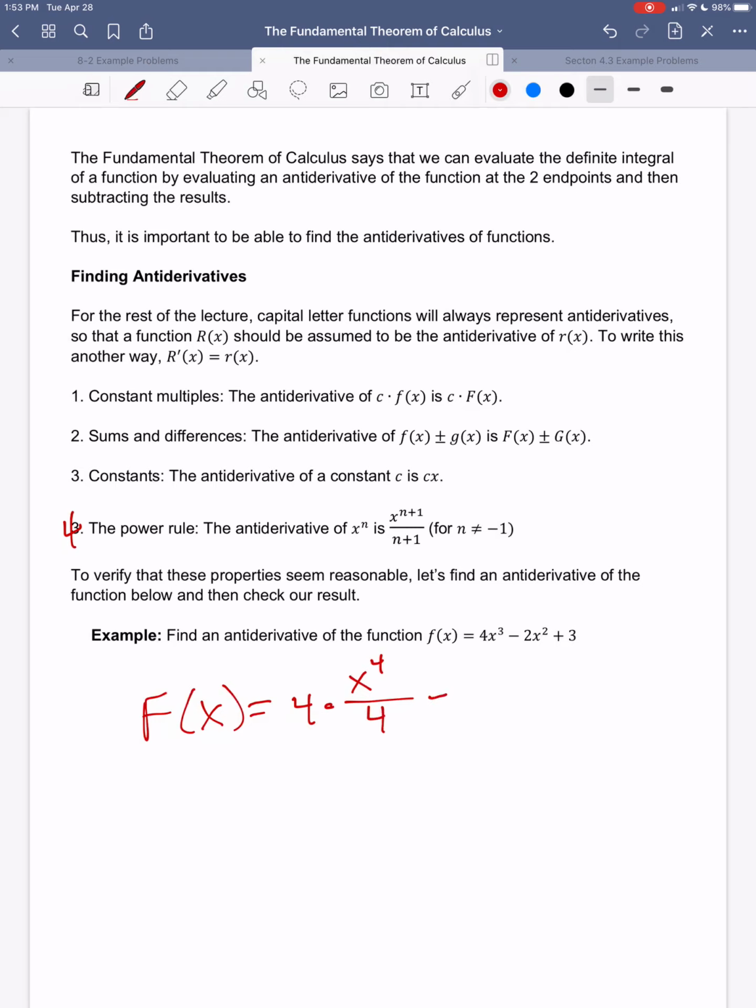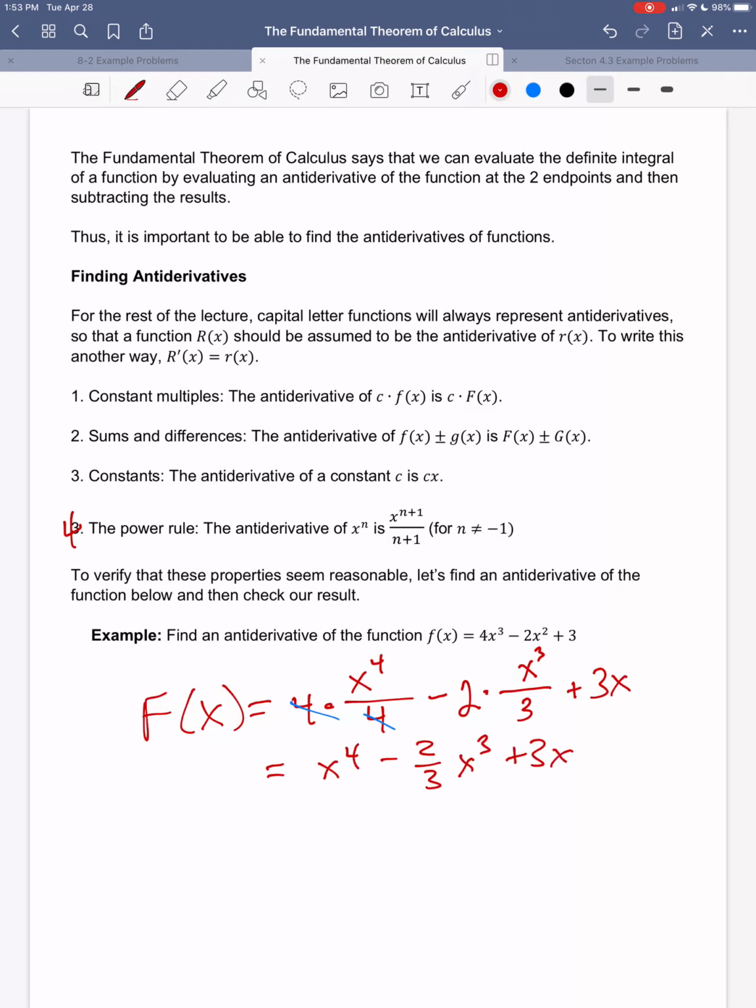Same thing here then. The 2 would go along for the ride. The x squared, I would increase the exponent by 1 and divide by the new exponent. And then the antiderivative of 3 is just 3x. So these will cancel out. So I just get x to the 4th minus 2/3 x to the 3rd plus 3x.